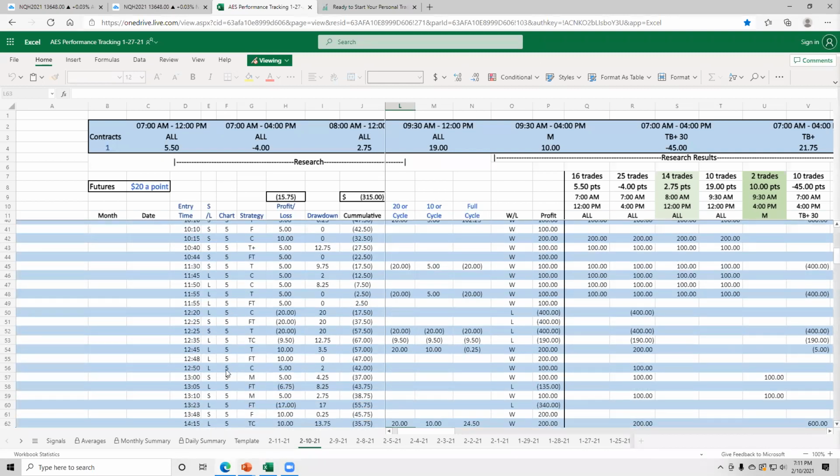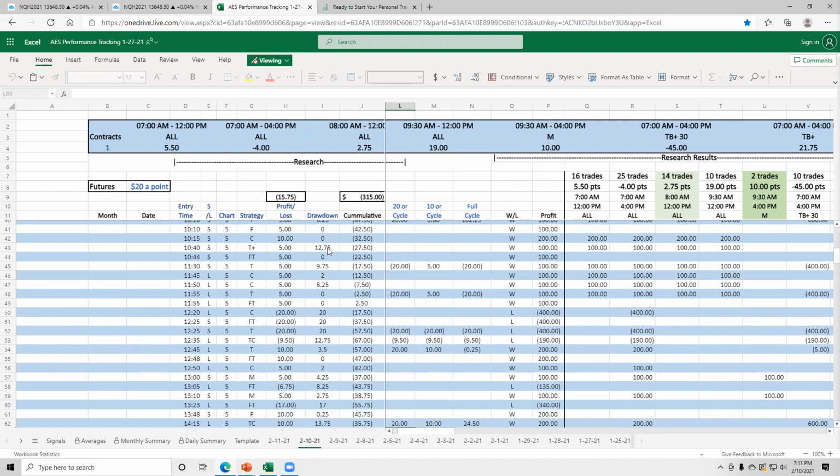This is trading on a 5-minute chart. We've got the strategy, consensus signals, momentum signals, fractals, trend bias signals, and then we've got the profit or loss from that particular trade, and it's stated in terms of a point value, remembering that each point is worth $20. So it's $20 a point for the NASDAQ 100 futures.